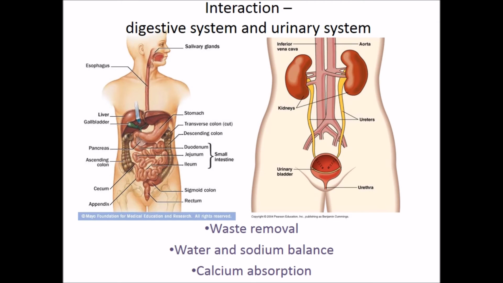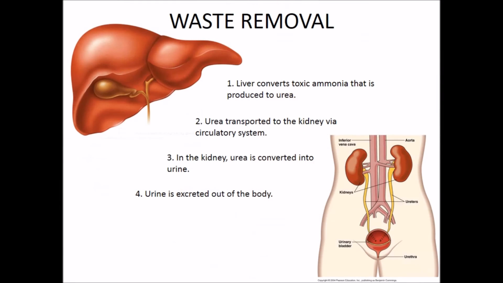Now we are going to talk about the interaction between the digestive system and the urinary system. Both of these systems work together, assisted by the circulatory system along with hormones and other chemical substances. The interactions between both systems involve waste removal, water and sodium balance, and also calcium absorption. Now we'll move on to waste removal.